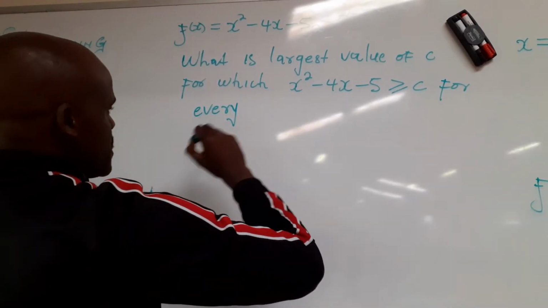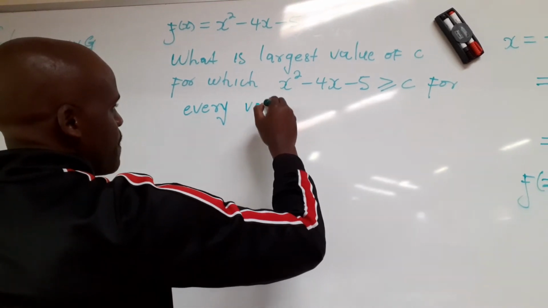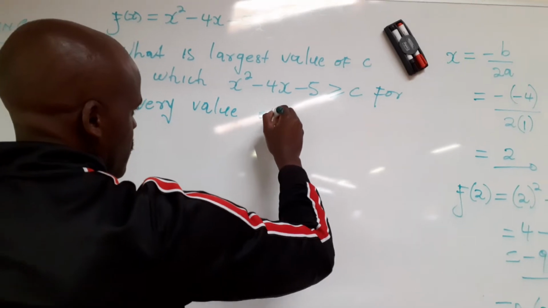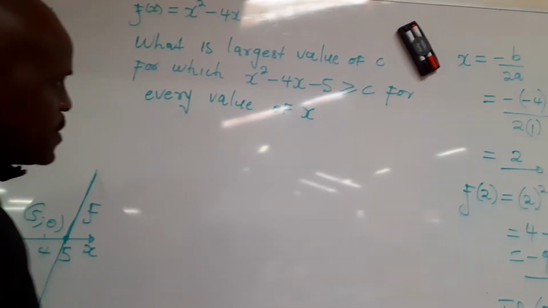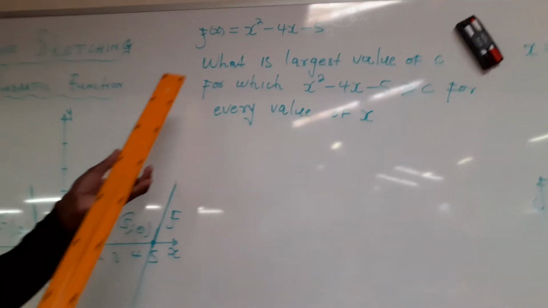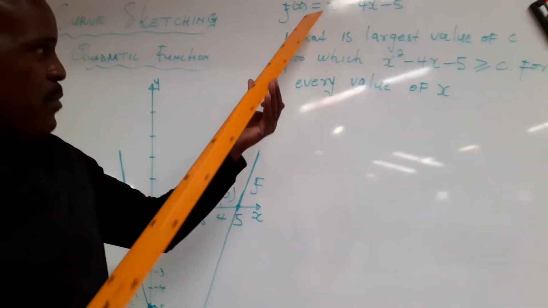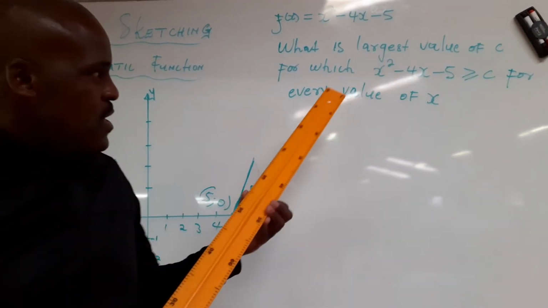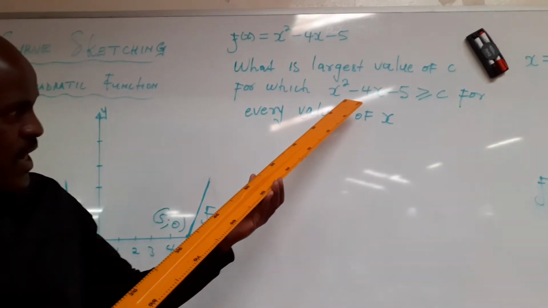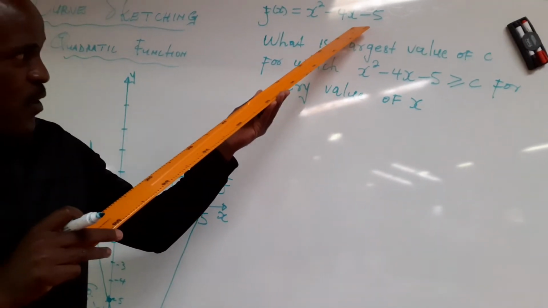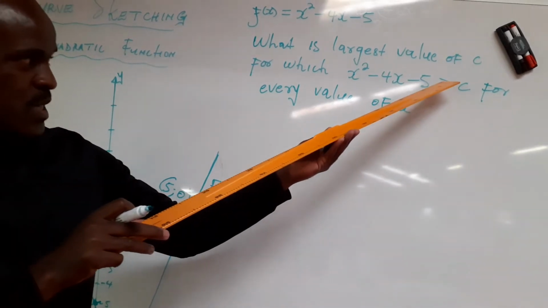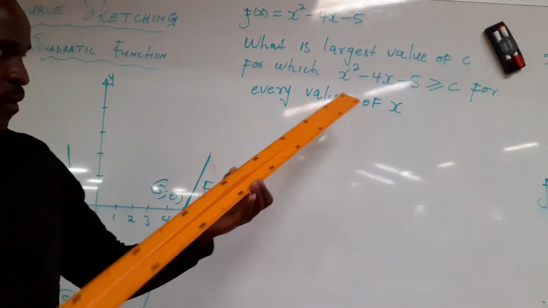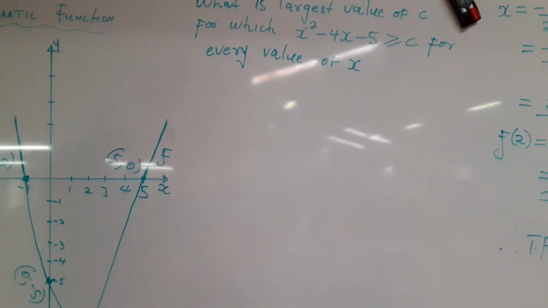Right, that's our next question. That's our given equation, remember? What is the largest value of C for which x squared minus 4x minus 5 is greater or equal to C for every value of x?